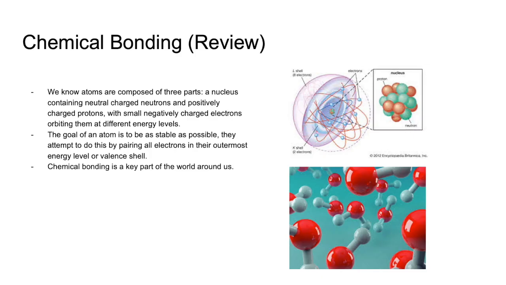We know atoms are composed of three parts: a nucleus containing neutral neutrons and positively charged protons, with small negatively charged electrons orbiting around them at different energy levels. The goal of an atom is to be as stable as possible. They will attempt to do this by pairing all of the electrons in their outermost energy level, also known as their valence shell. Chemical bonding is a key part of the world around us.